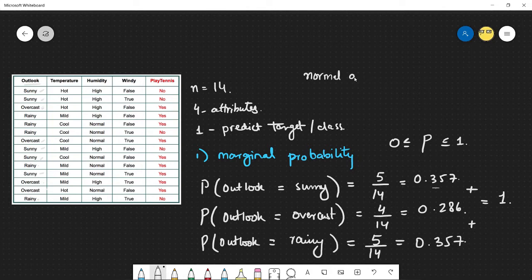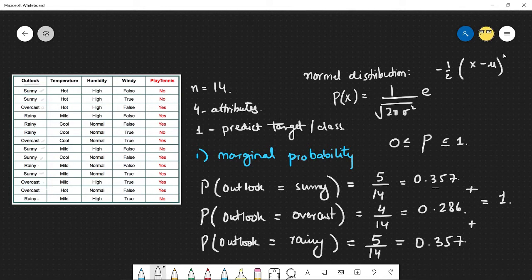I'm just going to write it here. It is given as the probability of x equals 1 over the square root of 2 pi sigma squared, times e to the negative 1/2 of x minus mu squared over sigma squared. Here sigma is your standard deviation, x is the value you're finding the probability for, and mu is your mean.